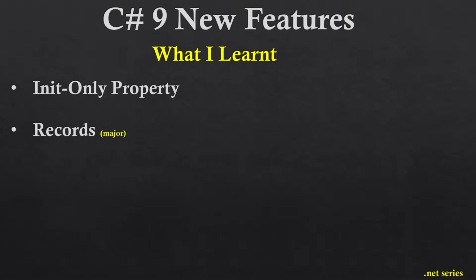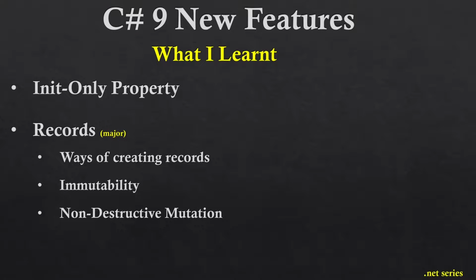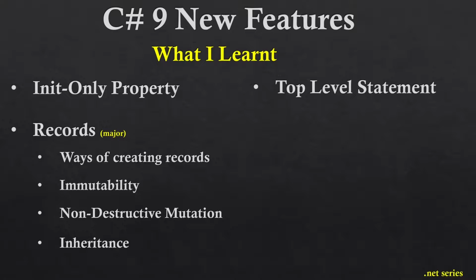We're also going to be looking at records. In my opinion, record is the major advancement that was made in C# 9. We're going to be looking at different ways of creating records, the concept of immutability in records, and non-destructive mutation. These guys have big names for saying very small things, so don't be intimidated. That's just another way to say cloning in records. We're going to be looking at inheritance, and that's all about records.